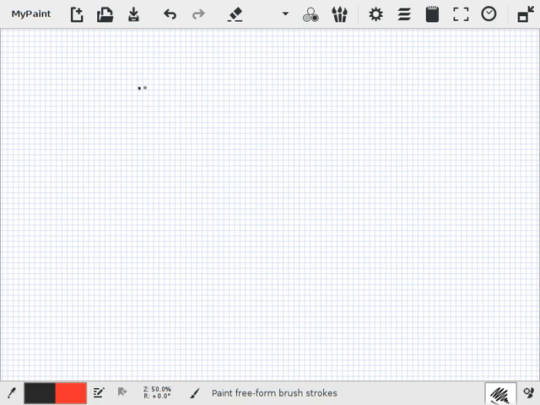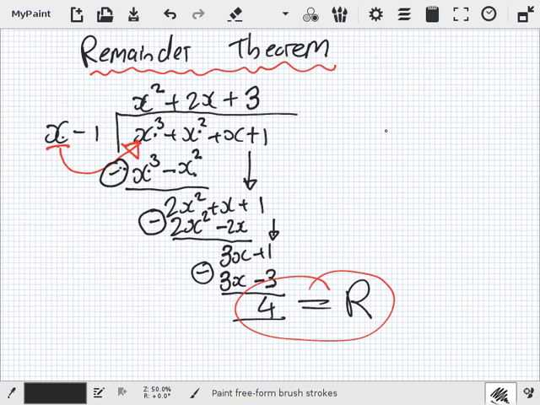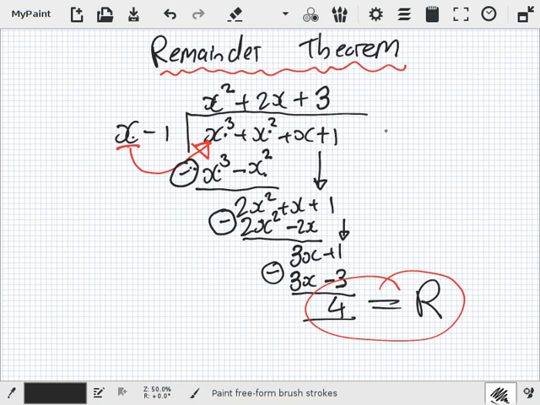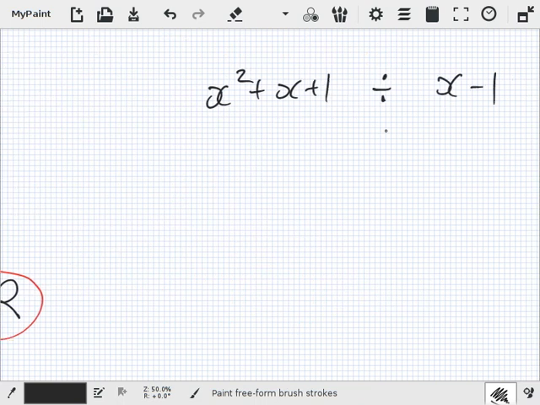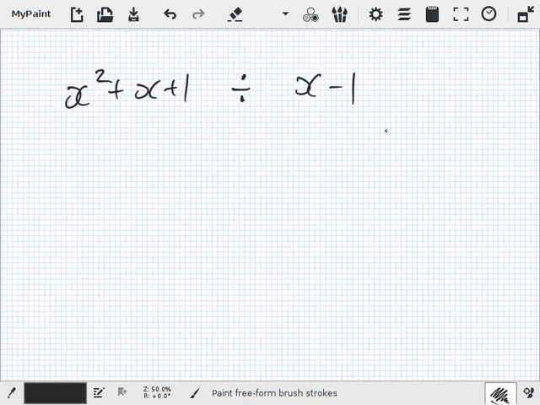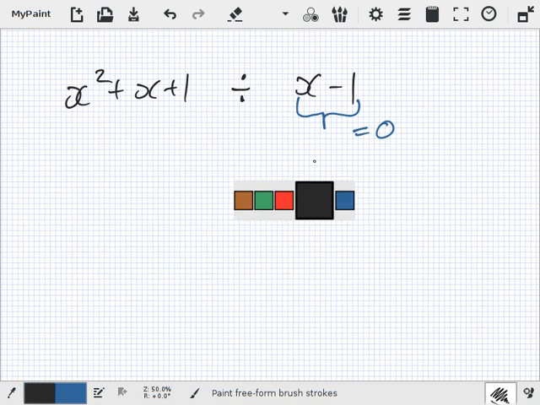Suppose I ask you x squared plus x plus 1 divided by x minus 1. What's the remainder? We got the answer here. It's 4. But is there a quicker way to do it? And the answer is yes. This is called the remainder theorem. What you do is you take the thing you want to divide by and you make it equal to 0. So what do you get for x?